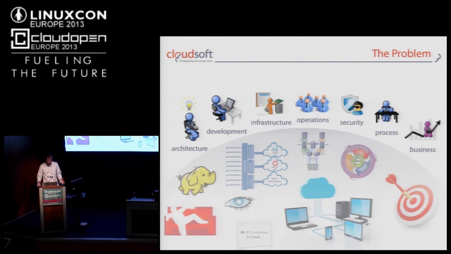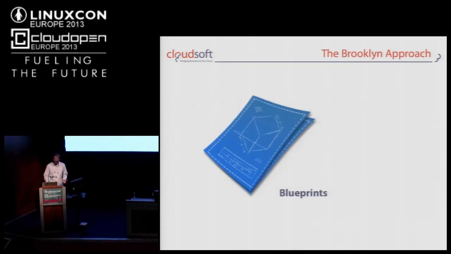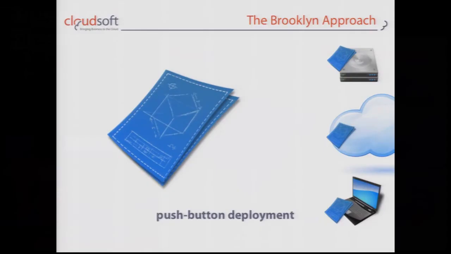Now, the solutions to these challenges, this constant change, exist, but they're scattered among lots of different experts. So the approach that we take is to try to provide a way that this expertise, this knowledge, can be encapsulated in a reusable, transparent way. And that's the idea of blueprints in Brooklyn.